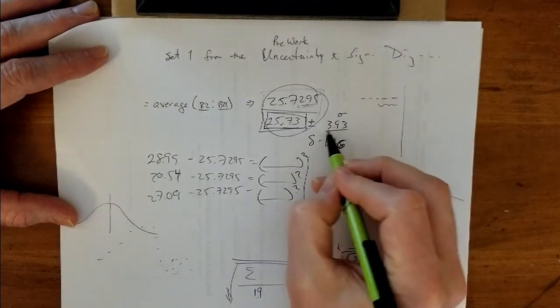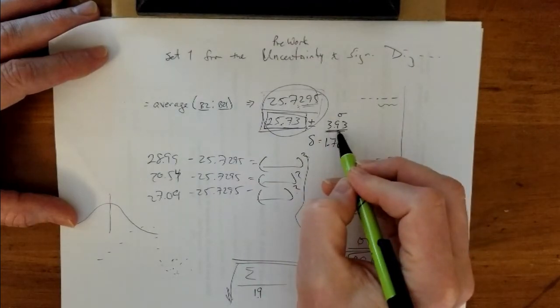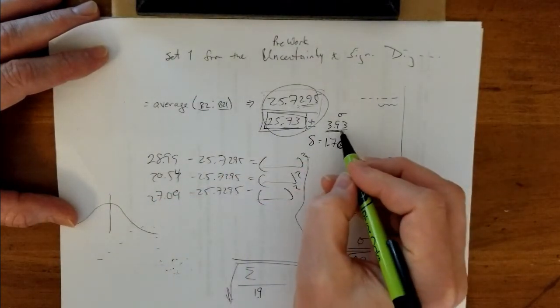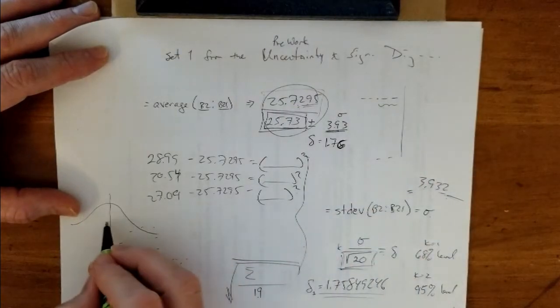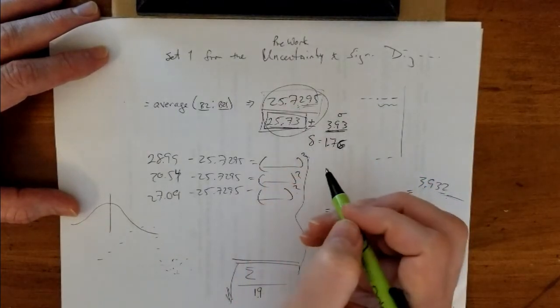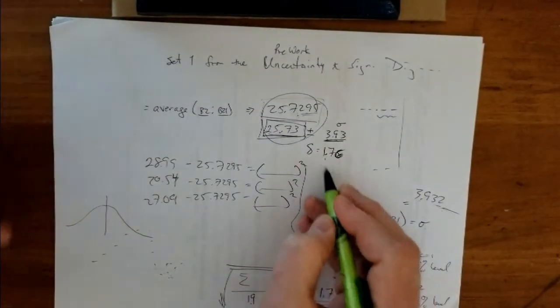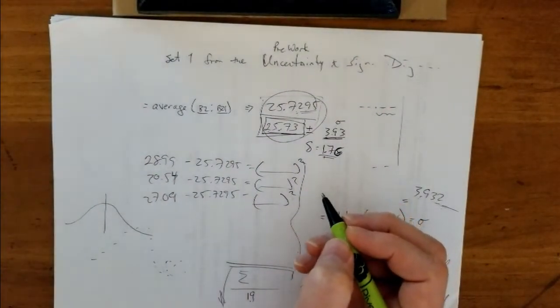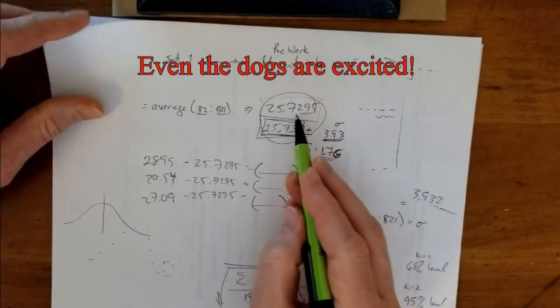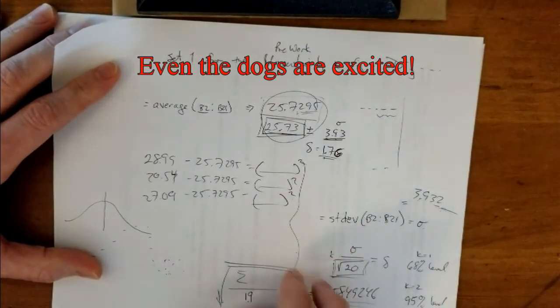So this is an indication of the spread of the data, that roughly 2/3 of the data will be within that value of this. And this number right here is an indication of how close the average is to the actual average of the entire population.